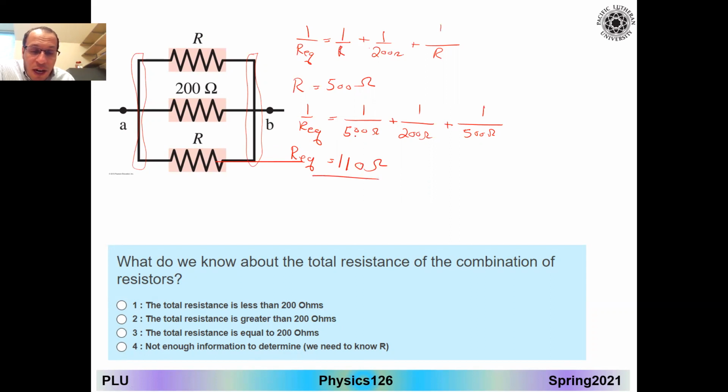How do you verify your answer? In series, the equivalent resistance should be larger than the largest one. In parallel, the equivalent should be less than the smallest one. So I have 200 and 500, and I end up with a resistance of 110. That's what I expected to see. So my answer, the total resistance, is less than 200. Why 200? Because the second resistance is 500, which is larger, so the lowest value of my combination is 200. So this will be the answer.